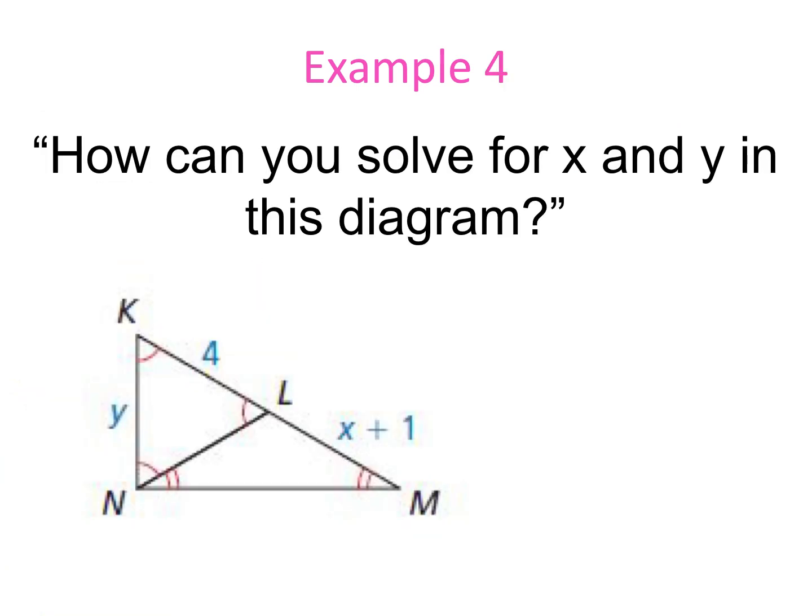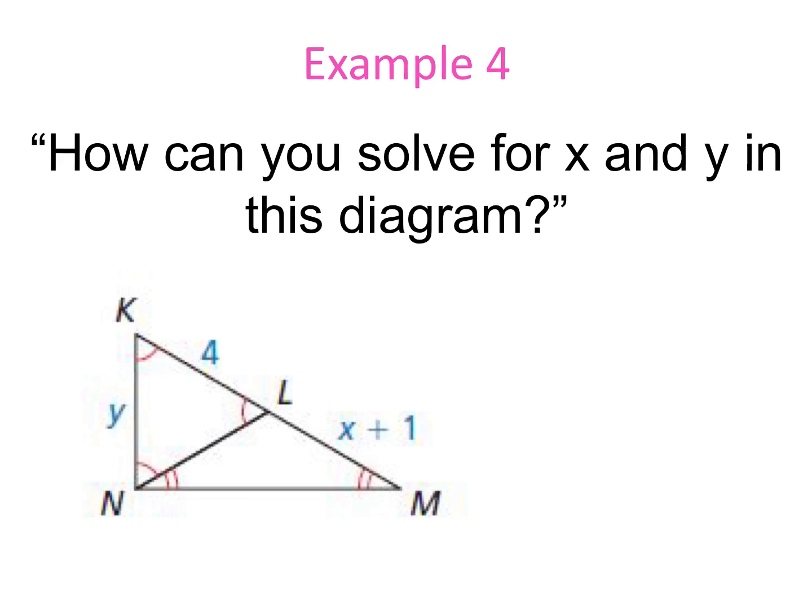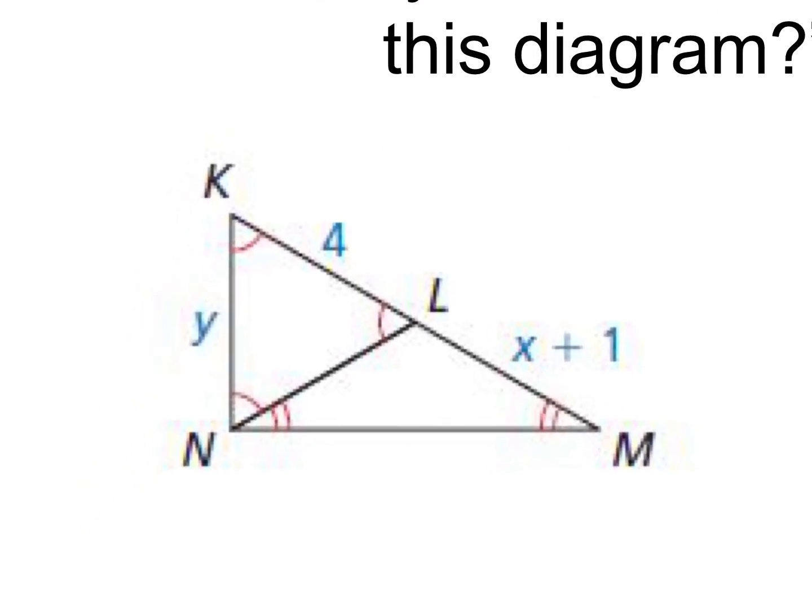All right, last example, people. How can you solve for X and Y in this diagram? John, what's your idea? Go for it. It's okay to be wrong. Is Y 4 as well? Very good. Why does Y have to be 4? Because it's an equilateral triangle. Good. It's equiangular. That means it has to be equilateral. So Y must be equal to 4.